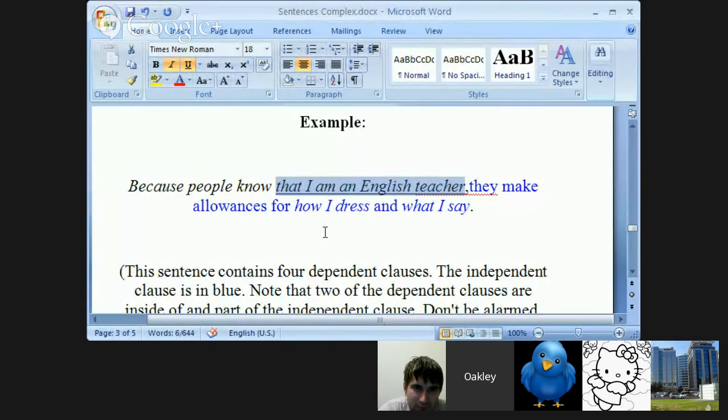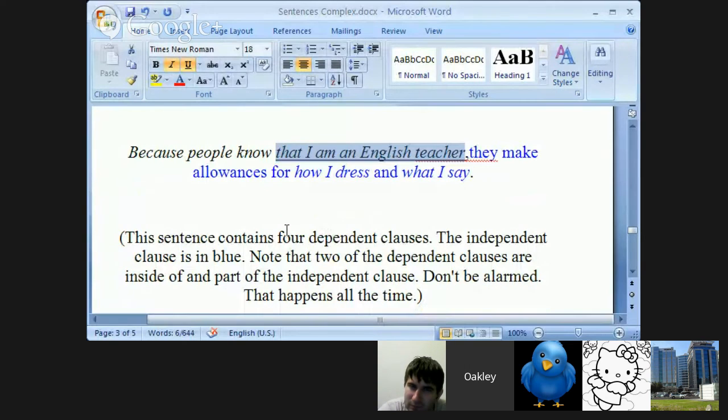Now, look here. This sentence contains four, count them, four dependent clauses. The independent clause is the one in blue here. In blue, they make allowances, is basically it. Two of the dependent clauses are inside of and part of the independent clause. Again, that's basically what you guys were just doing, but in a simpler form with a relative clause in the middle.